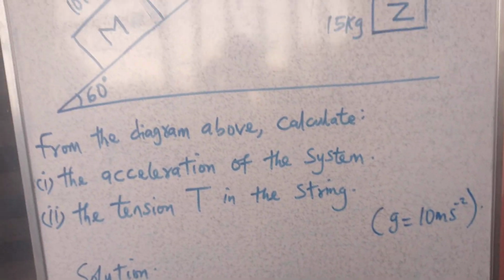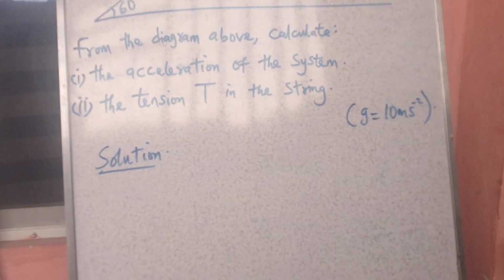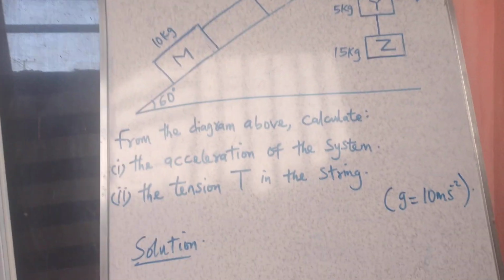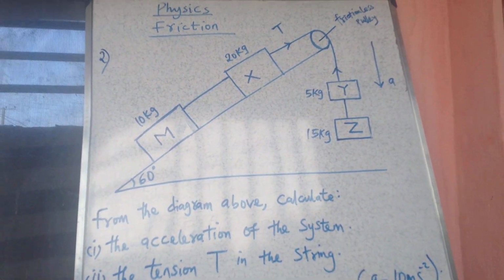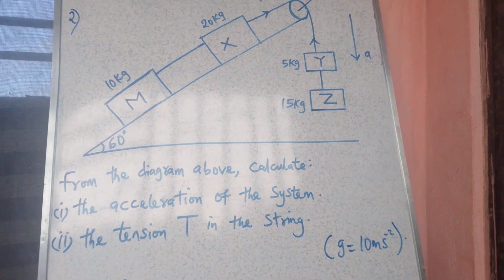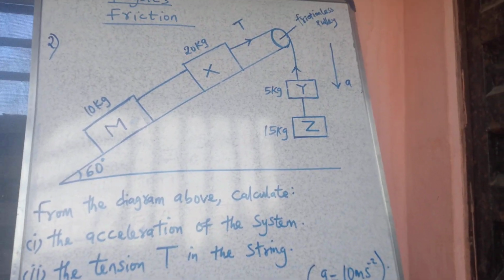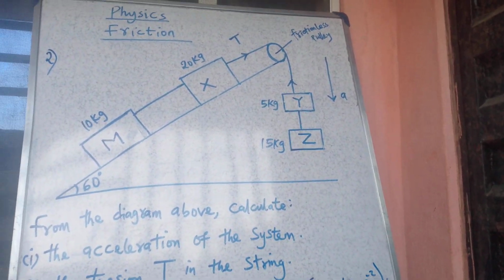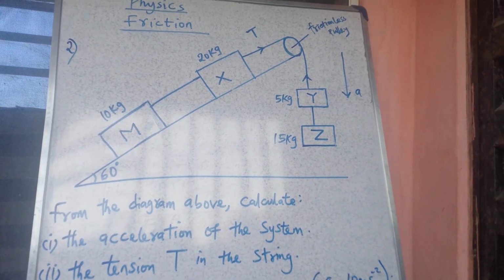Okay, so let's solve that problem. Observe it clearly, as the question is given to us. We are asked to find the acceleration of the system and the tension T in the string. So we'll start with block M, later we'll go to block X, later we'll go to block Y and consider block Z finally. Okay, let's do that quickly.